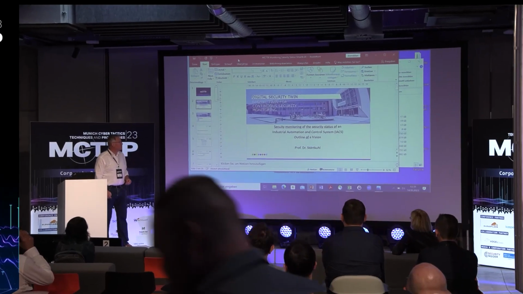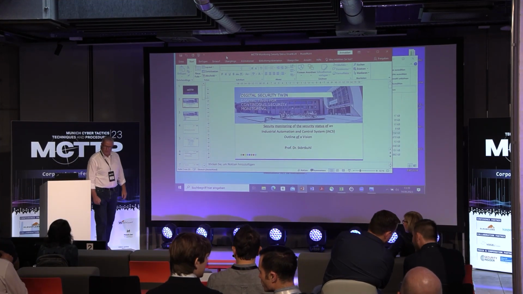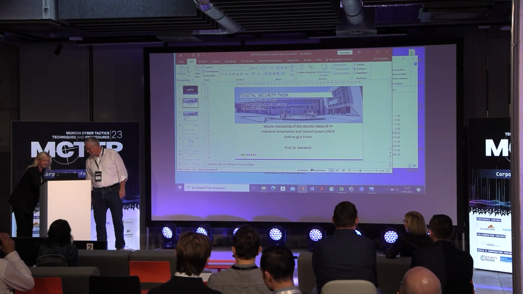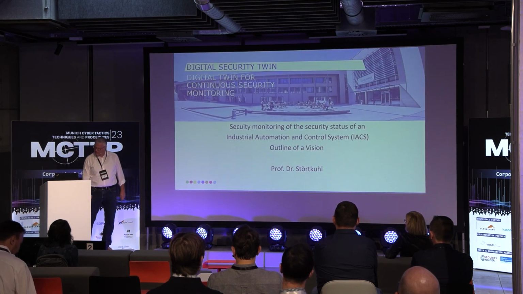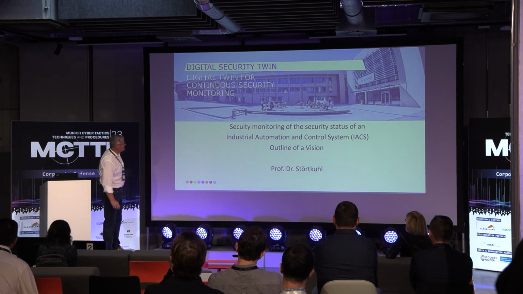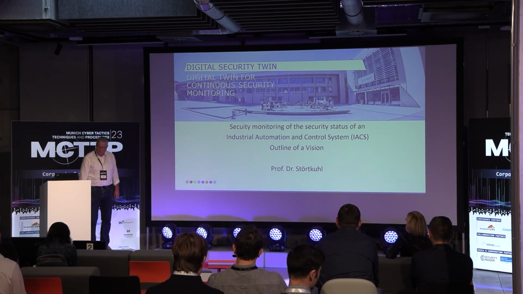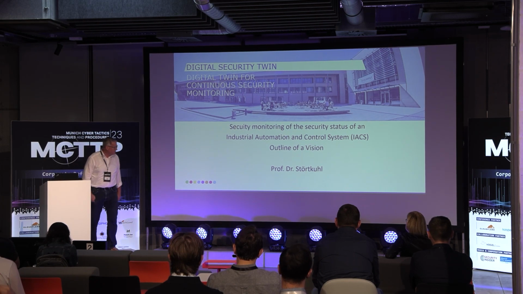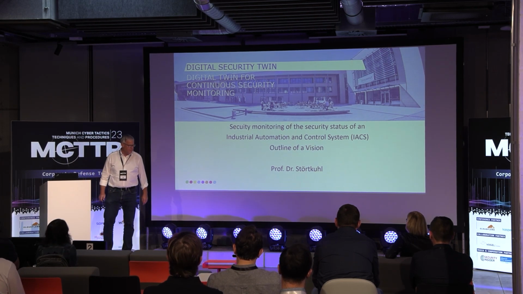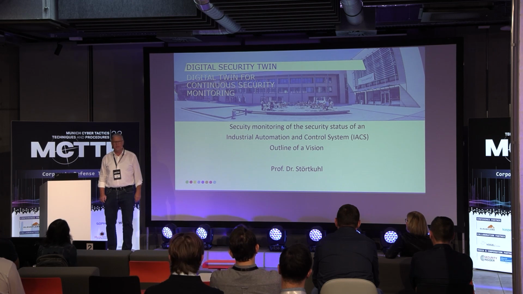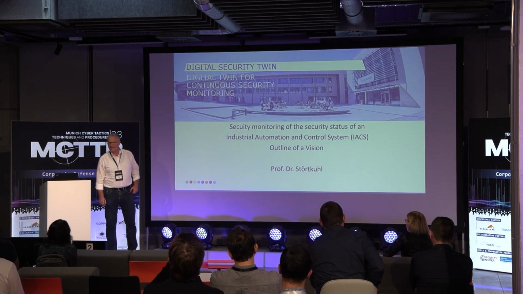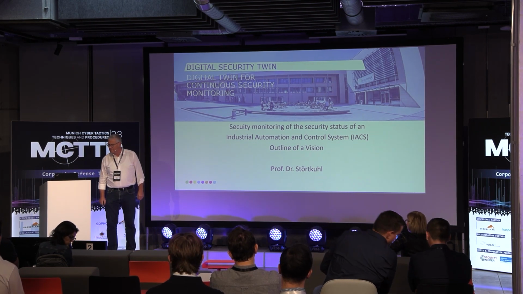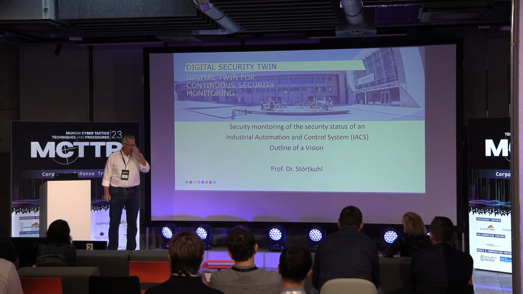The topic is digital twin for continuous security monitoring, and I will discuss what security monitoring means in this case. So, security monitoring of the security status of an industrial automation and control system. I take this term because it is very famous in the standard IEC 62443, which is a standard for security in industrial environments. So in this case it's different from 27001.